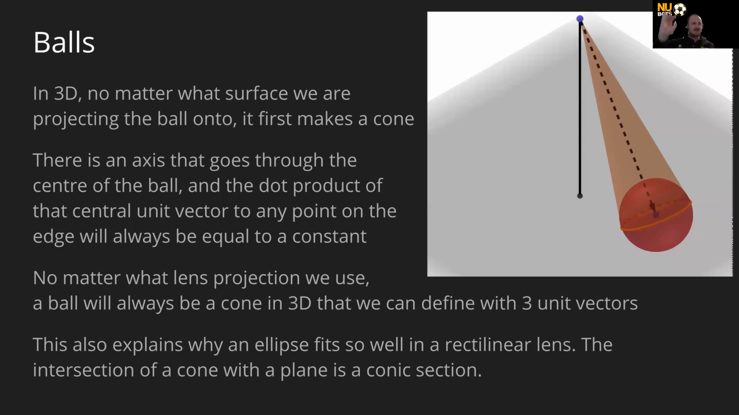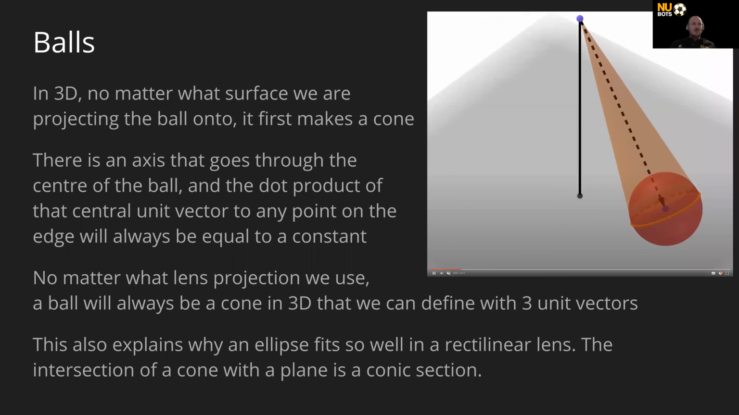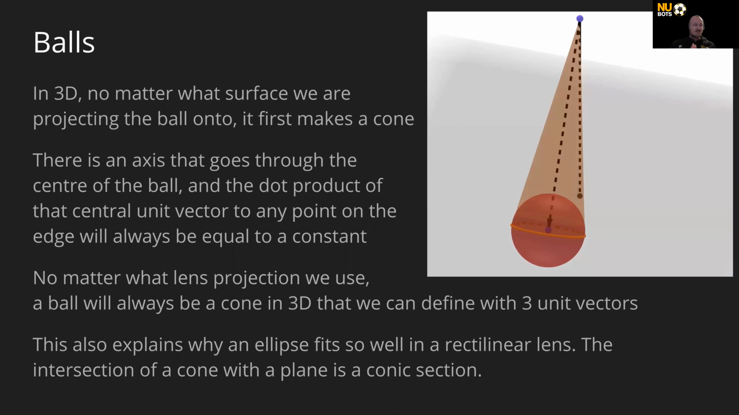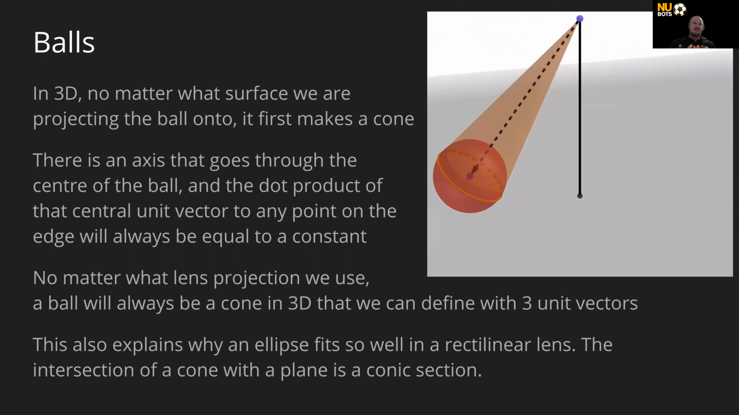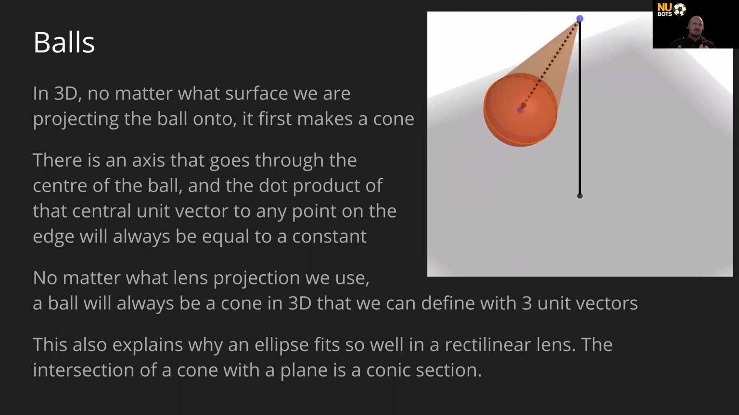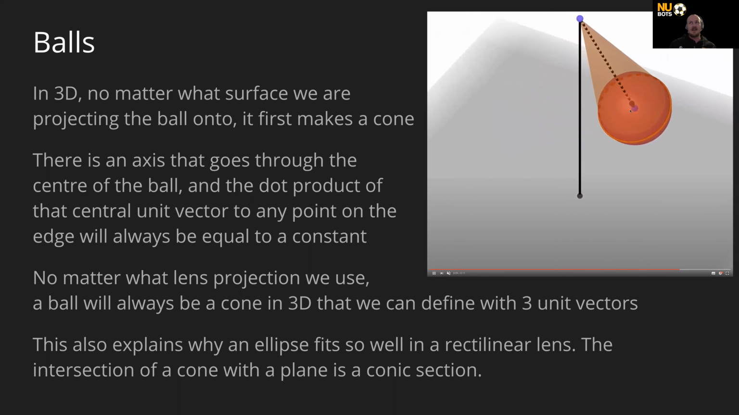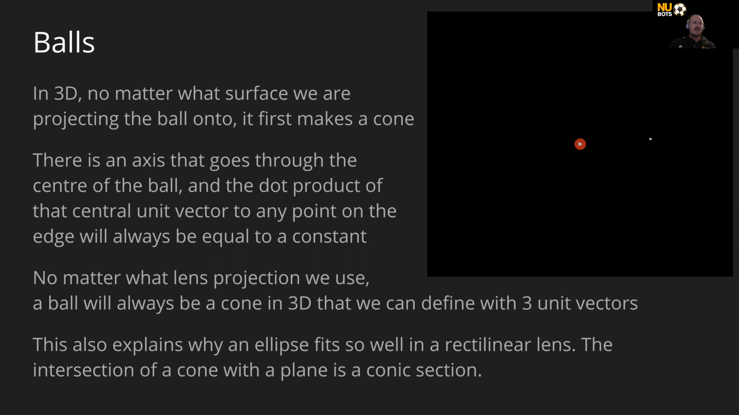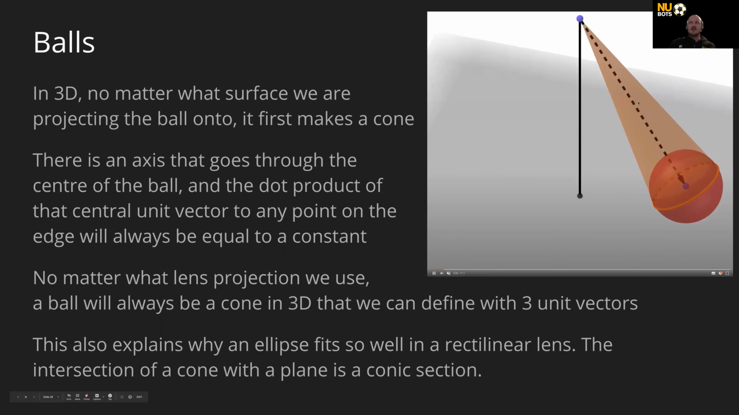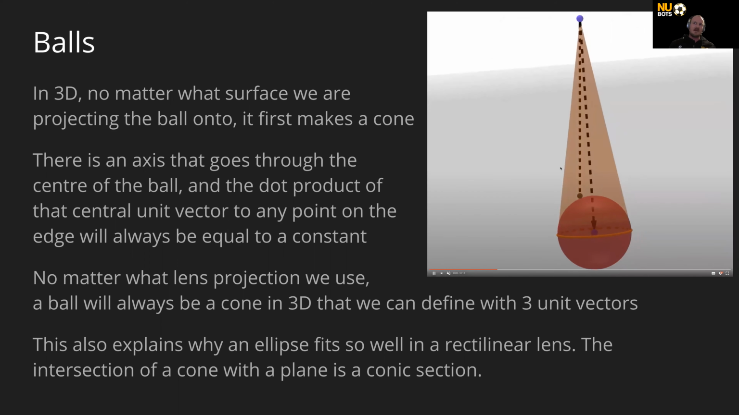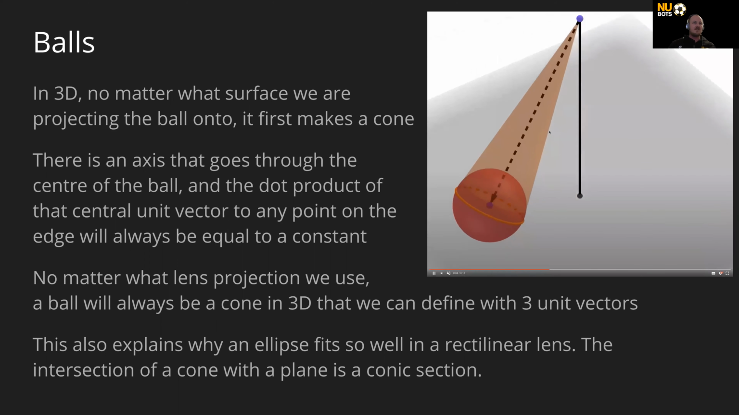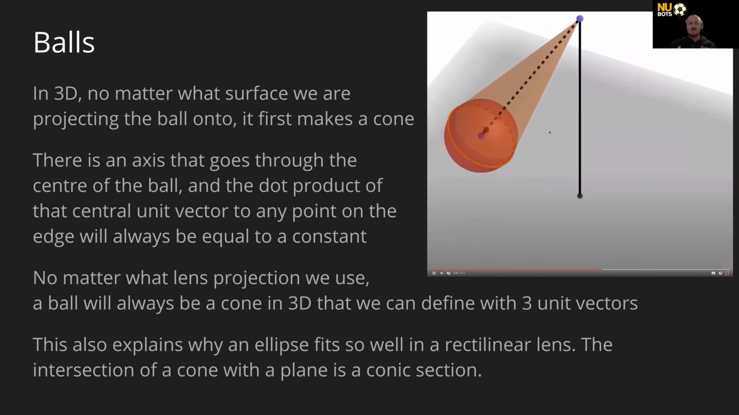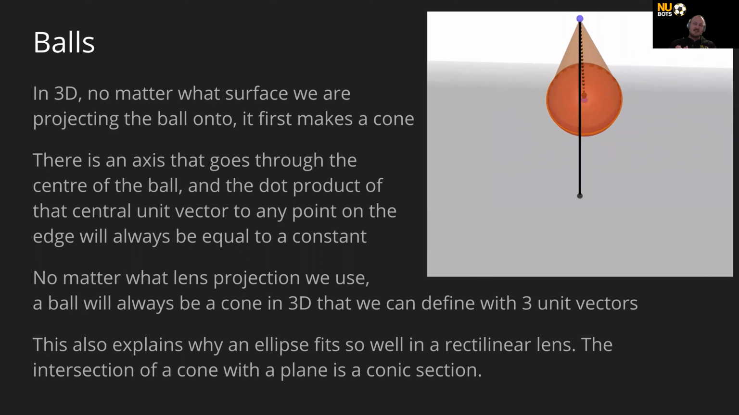So first, balls. In 3D, no matter what surface you're projecting it onto, once you project them back into unit vectors, a ball is a cone. That's the primary thing that it is. It has a central axis that goes through it. And if you take the dot product of any of the edge points around there with that central axis, you'll get a constant.